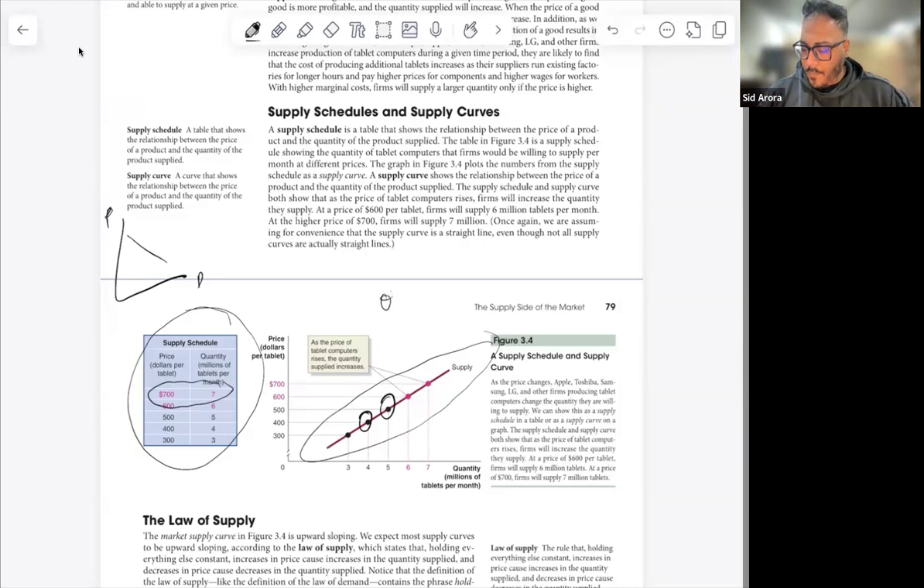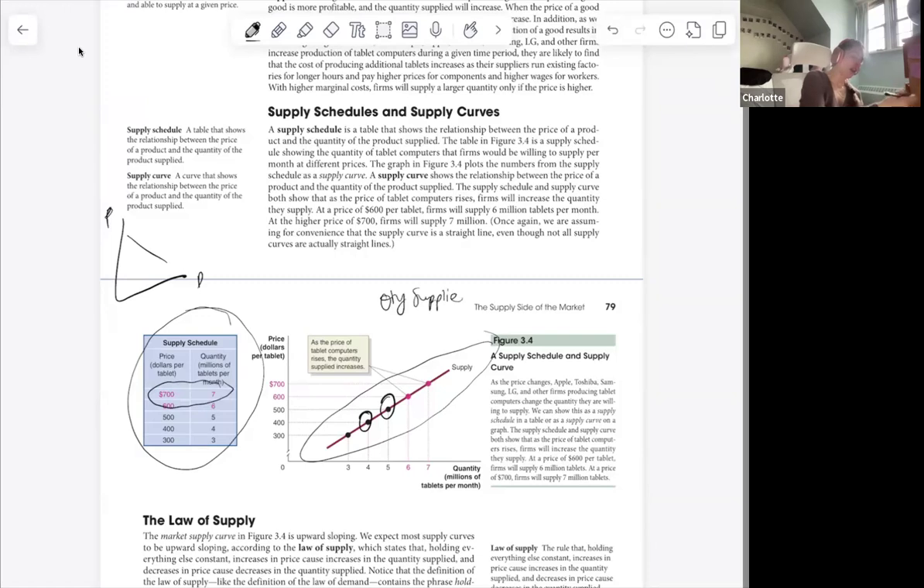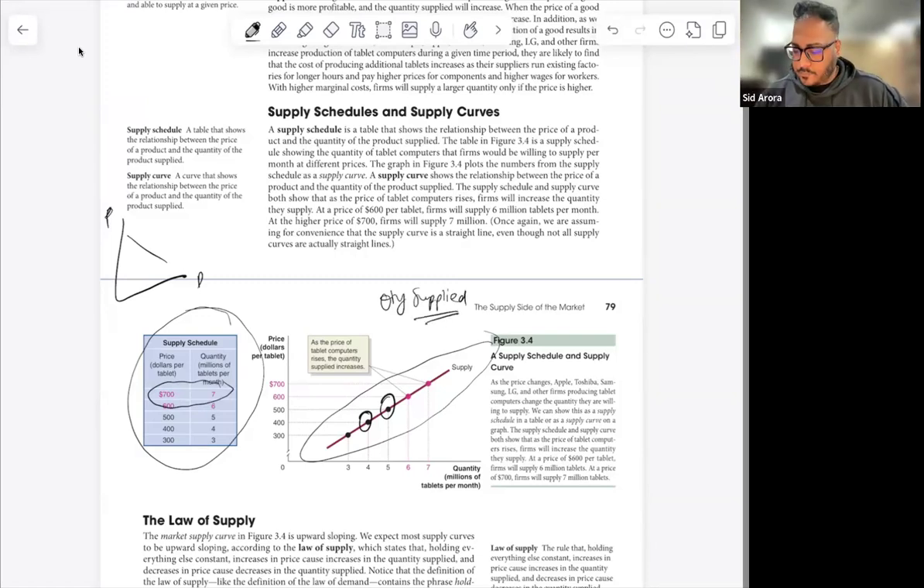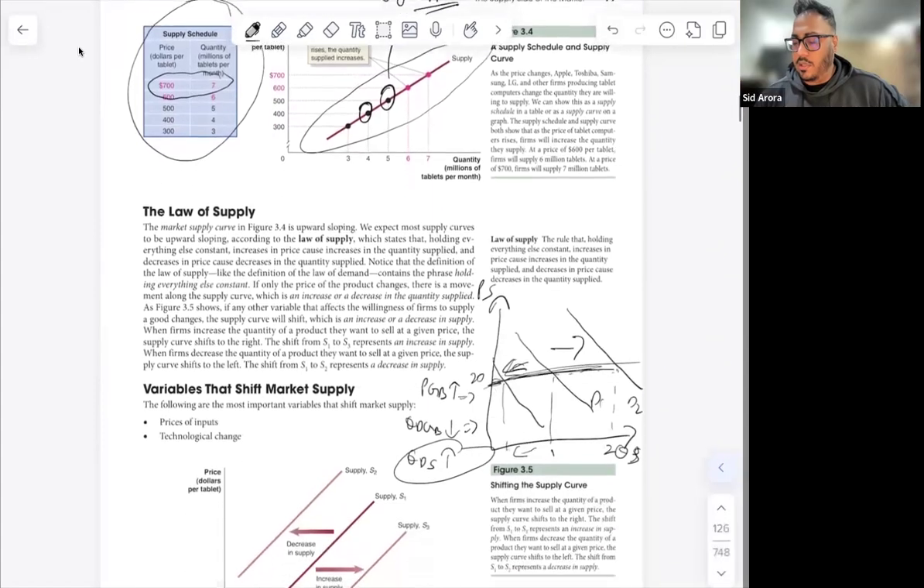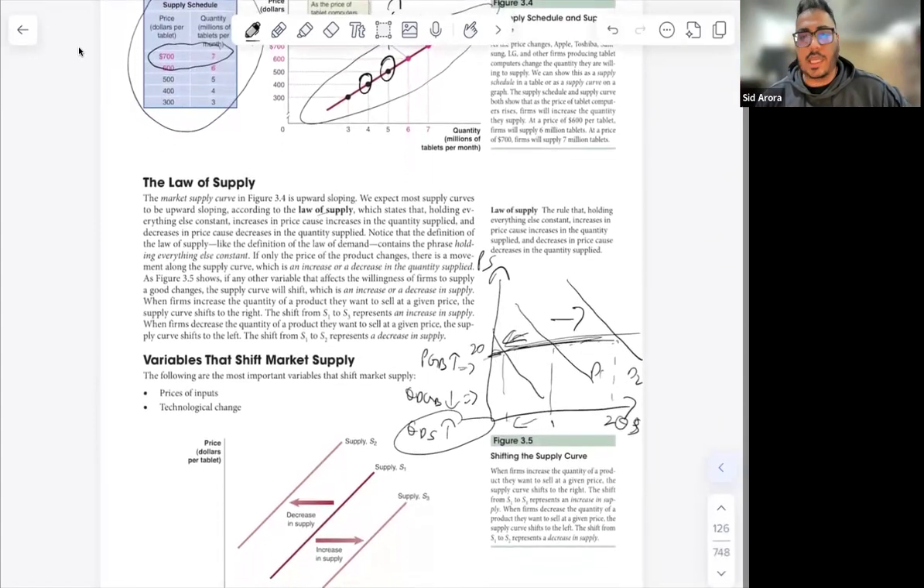Okay. So pretty similar to the demand side. And then the next thing is the law of supply. Again, pretty similar to the law of demand, just inversed. The law of demand stated that ceteris paribus, meaning assuming that everything else remains constant, there's an inverse relationship between price and quantity demanded. Now here it's going to be the inverse. So ceteris paribus, there's going to be a positive relationship between price and quantity supplied of a good.